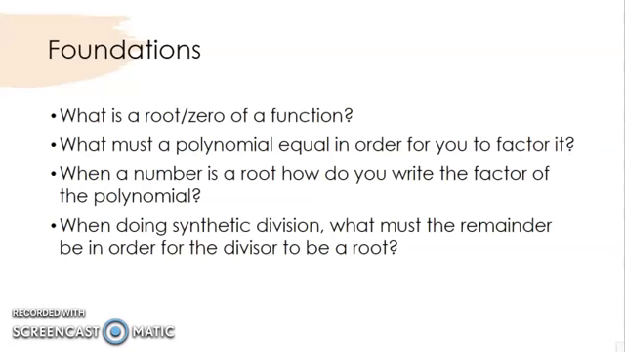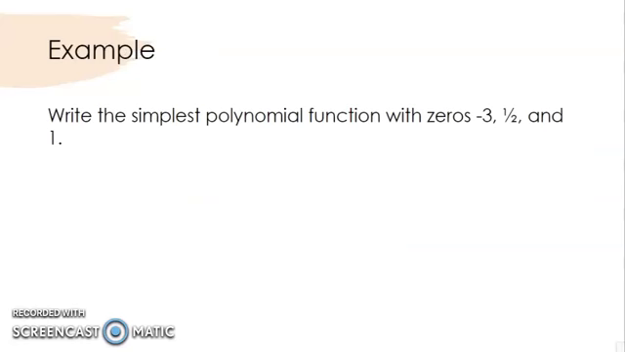So what we're going to do is take a look at an example where I'm going to give you the zeros of a function, or the roots of a function, and we have to create a polynomial that will have those zeros. In this example, we're asked to write the simplest polynomial function with the zeros -3, 1/2, and 1. So these are the zeros. What we're going to do is write those binomials. It's going to be x minus each of these. Once your binomials are written, you just have to multiply them together.